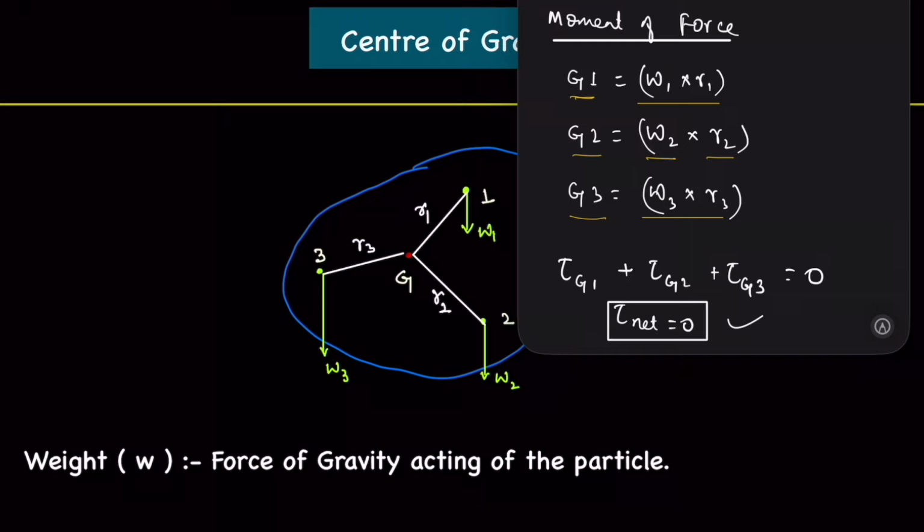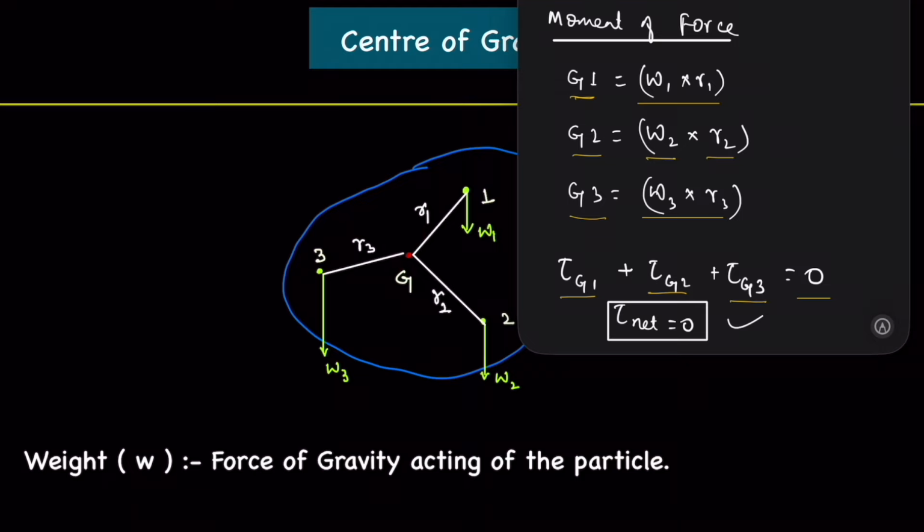Here we are not focusing on clockwise or anti-clockwise direction, but we know that when it is clockwise, it is a negative moment of force, and when it is anti-clockwise, it is a positive moment of force. So when we add all the moments of force, and at a specific point we get 0, then that point is considered the center of gravity. In this case, point G is the center of gravity because at that point the total moment is 0.